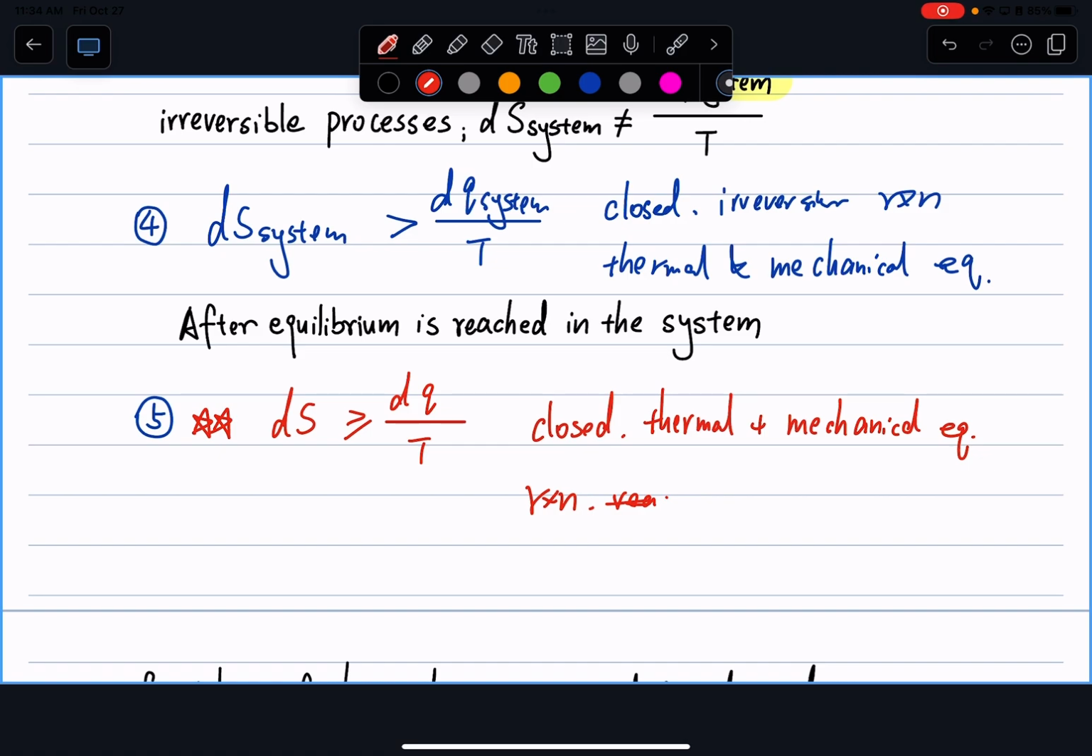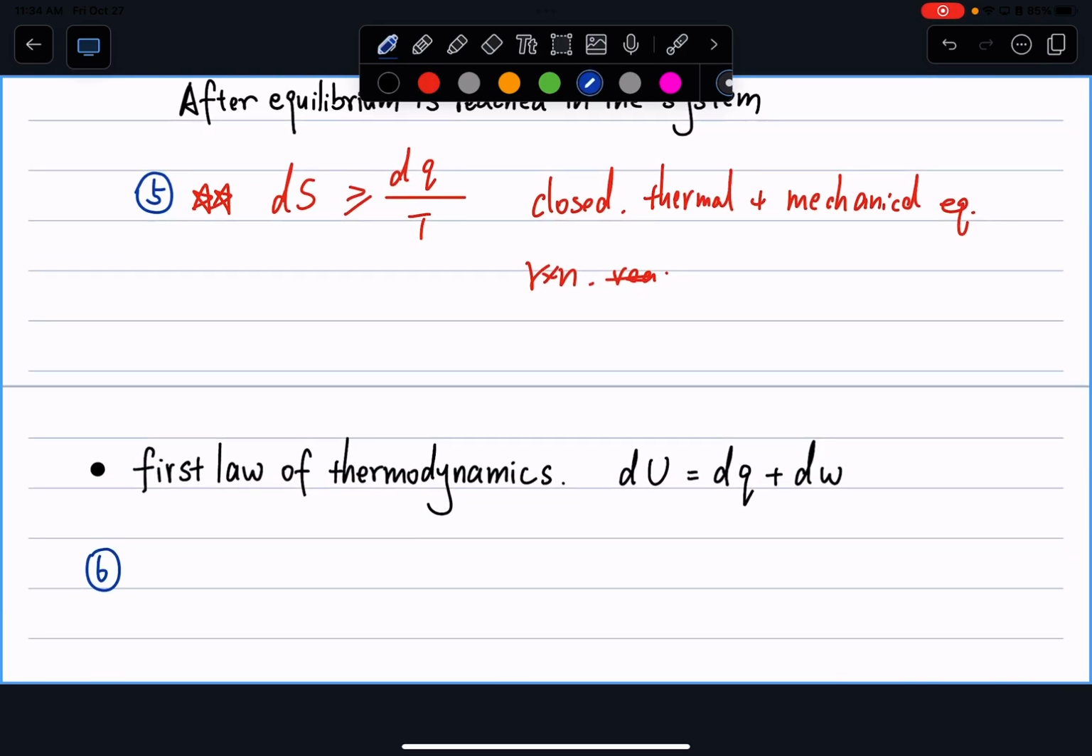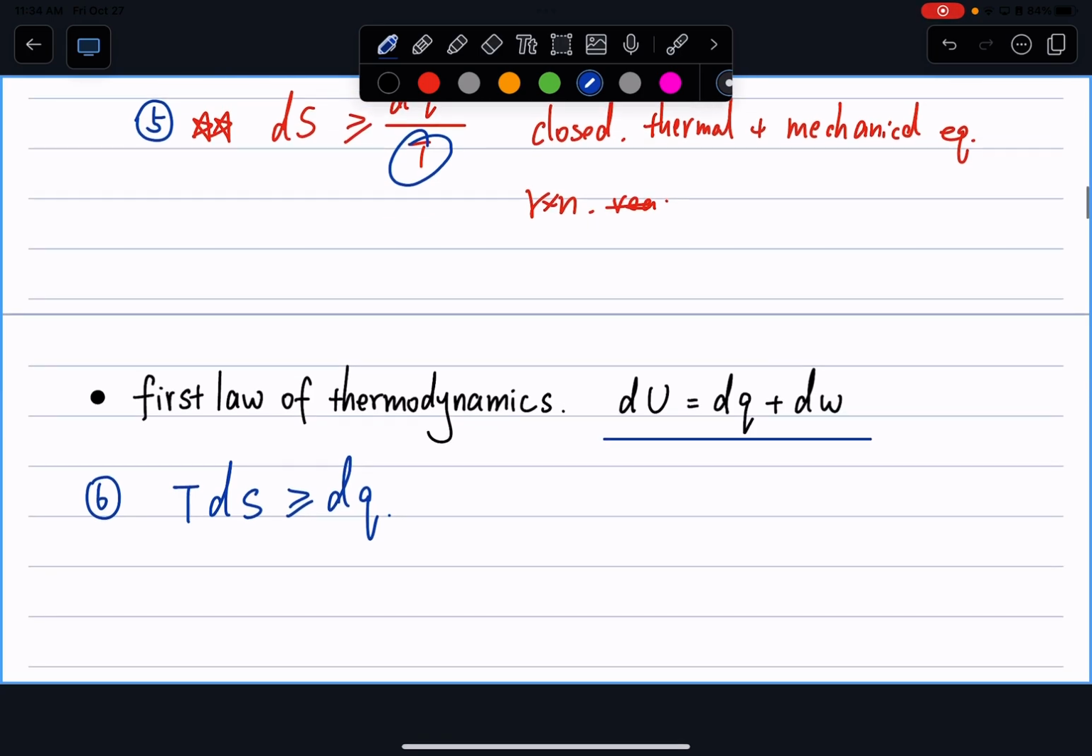Okay, and one last step before we define our free energy. Now we know dS is always larger than or equal to dq/T, and your thermodynamic temperature is always a positive number. So you have TdS larger than or equal to dq. And for this closed system, we have dU equals dq plus dW. So your dU is always equal to or smaller than TdS plus dW.